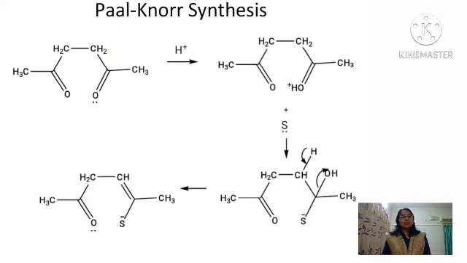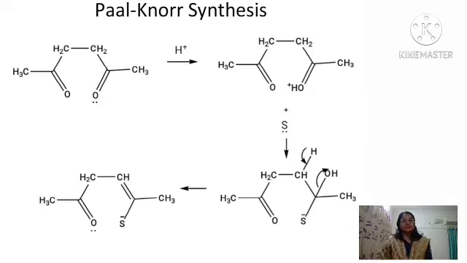The first step in the mechanism of Paal-Knorr synthesis is the attack of a proton, that is the attack of an acid on the 1,4-dicarbonyl compound. And this carbonyl oxygen has a lone pair of electrons, so the lone pair present on the oxygen atom attracts the proton and thereby gets protonated.